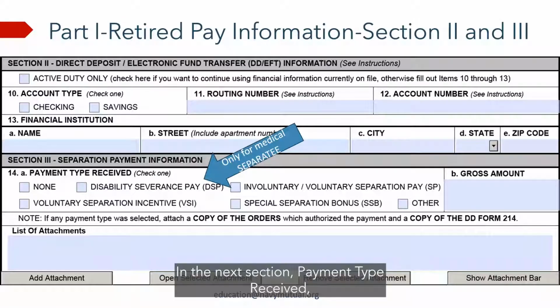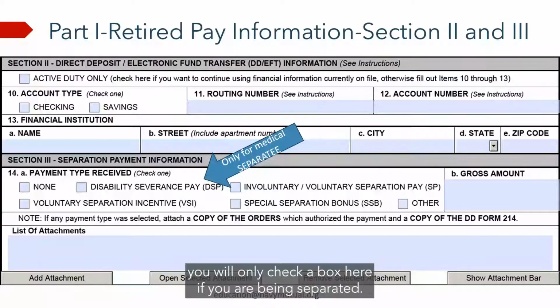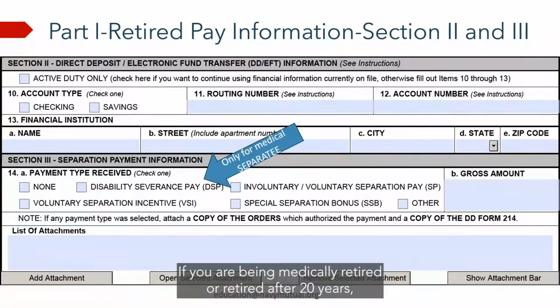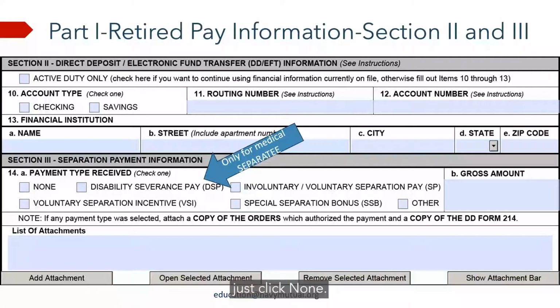In the next section, Payment Type Received, you will only check a box here if you are being separated. So if you are receiving a medical separation or an involuntary separation or any other of the types of separations there, please check the box. If you are being medically retired or retired after 20 years, just click None.